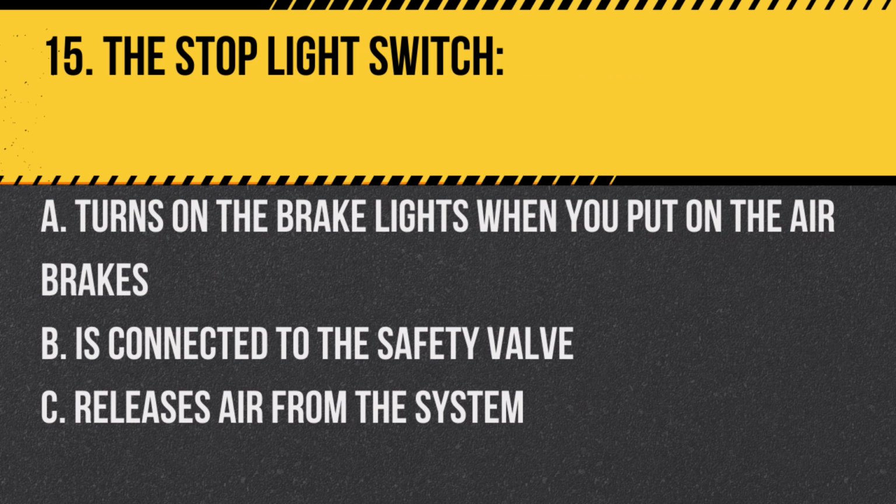Question 15. The stop light switch: A. Turns on the brake lights when you put on the air brakes. B. Is connected to the safety valve. C. Releases air from the system. Answer: A. Turns on the brake lights when you put on the air brakes. It alerts other drivers that you are slowing down or stopping.